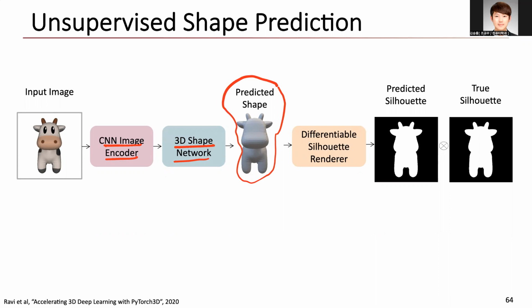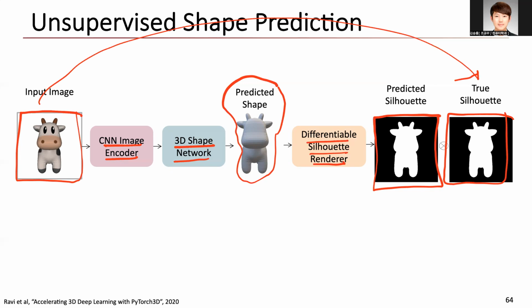Then, by using the differentiable silhouette renderer, we may reconstruct these silhouette images, binary images, and if we have the corresponding true silhouette images, by minimizing the distance between the predicted silhouette and true silhouette, we can train both the CNN encoder and the 3D shape decoder. This is the general framework of the unsupervised shape prediction or the 3D prediction.